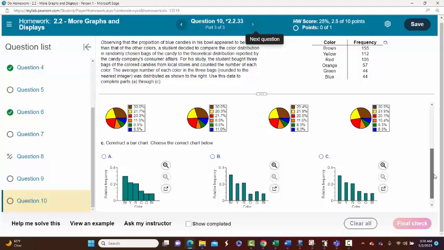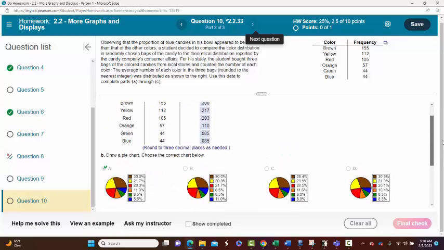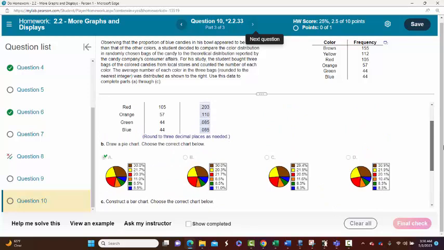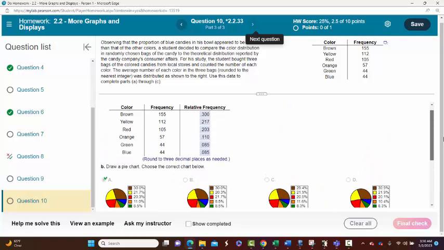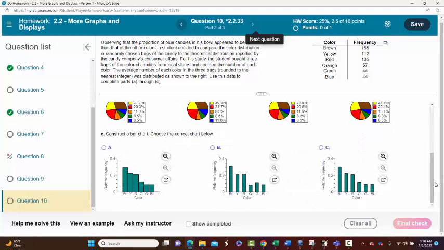because it didn't say Pareto. They don't have to be in order. 30, 217, 203. Although this will be a Pareto actually, because they're already in order. They're in decreasing order just by chance, I guess. So which one of these looks like they're in decreasing order, with the last 2 being tied? This one's clearly wrong because the last 2 aren't tied, and it goes down then up. C or A?